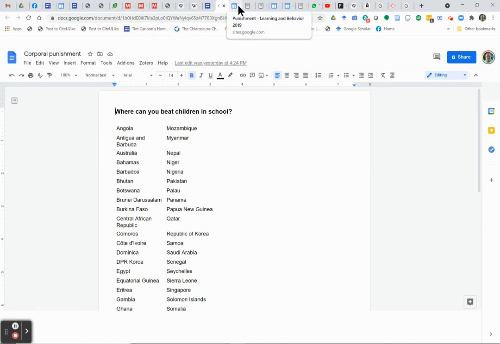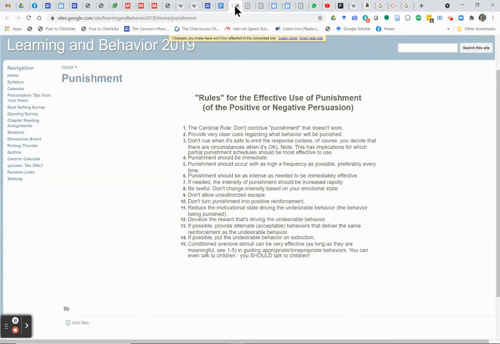Now where's my link? Here we go. So I remember, in my grade school, physical punishment being delivered. The nuns used to have these pretty substantial rulers, and they would whack your hands. Yeah, that's education.